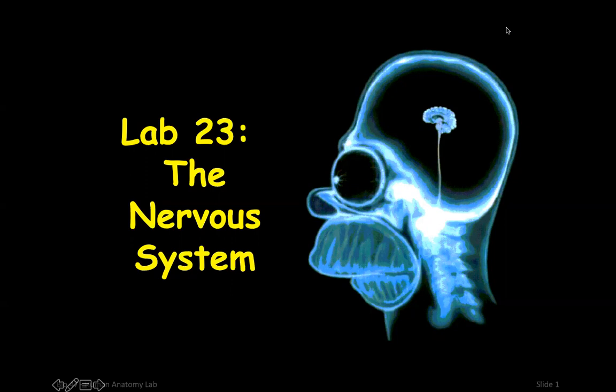Happy Wednesday, Bio 47. We're continuing with our unit on the nervous system, and I'm going to talk through the Lab 23 materials and PowerPoint. And in lab, what we'll be focusing on is learning the anatomy of the brain and the spinal cord, as well as the cranial nerves. So today we'll be talking about the brain.